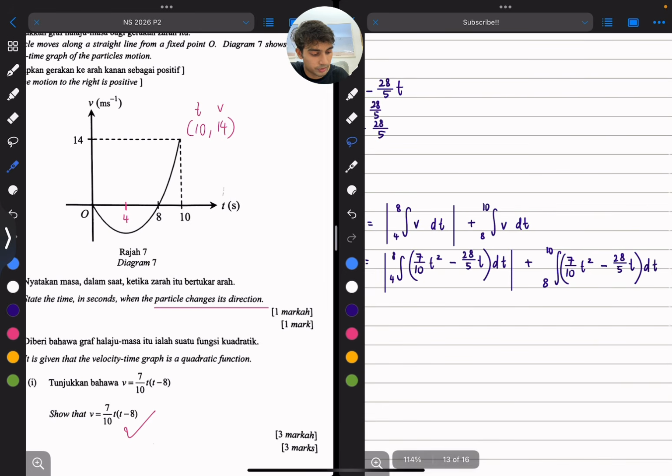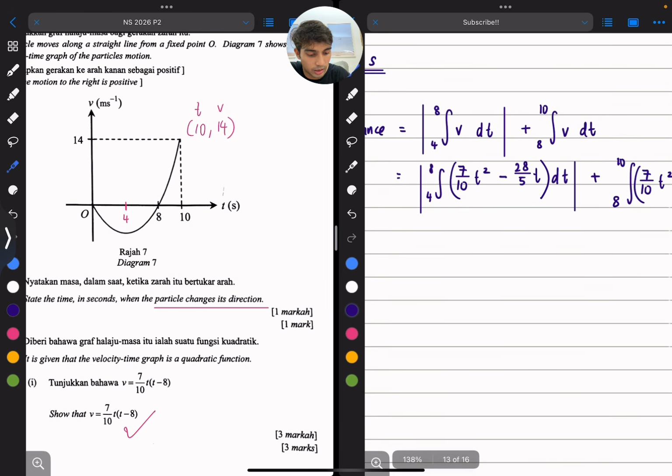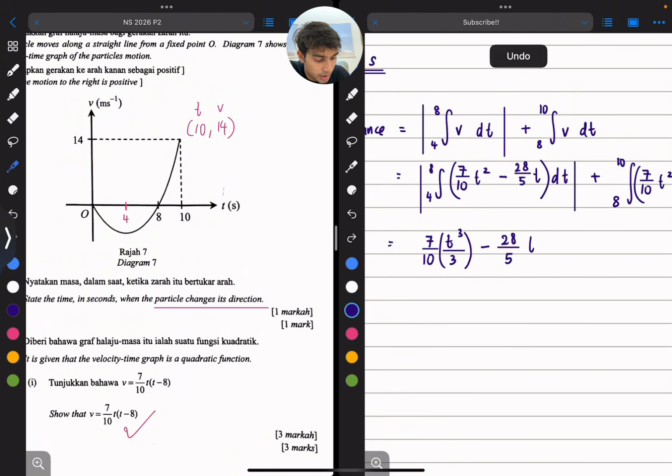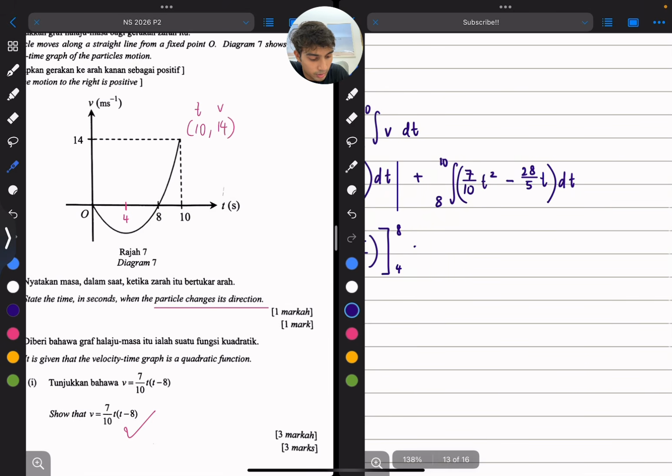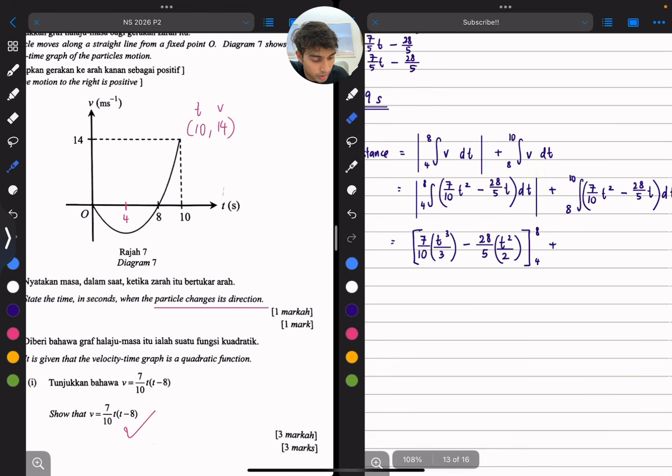All right. Now we integrate this. So 7 over 10 remains 7 over 10. t squared will be t cubed over 3. 28 over 5 remains. Whichever constant number, just remain. t will become t squared over 2, from 8 to 4. Plus, same thing. I'm just going to copy it.